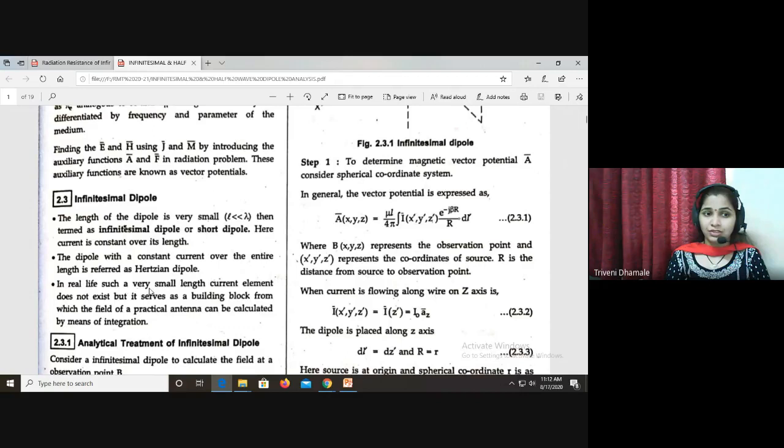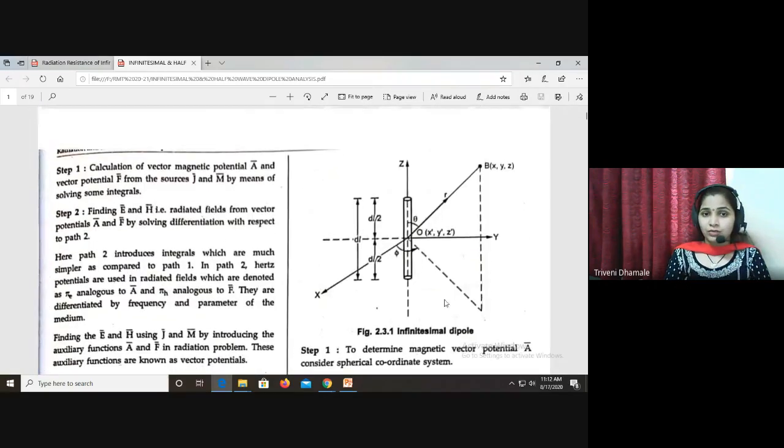In real life, such a very small length current element does not exist, but serves as a building block from which the field of the practical antenna can be calculated by means of integration. Okay. Now, suppose we want to draw the diagram analysis के लिए. So this is the antenna. It is placed. This length is along the z-axis. Okay, so length dl is equal to dz as it is placed on z-axis.